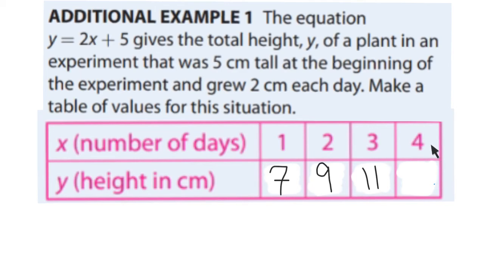Now let's use day 4. Day 4, 2 times 4 gives you 8. 8 plus 5 is 13. So that tells me on day 4, my plant should be 13 centimeters tall.